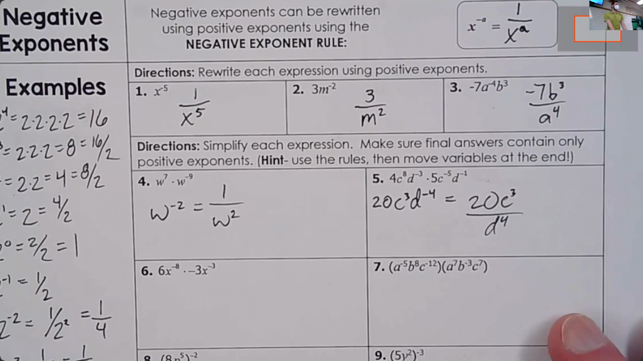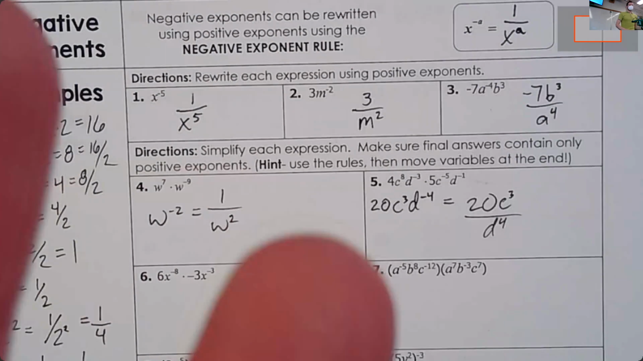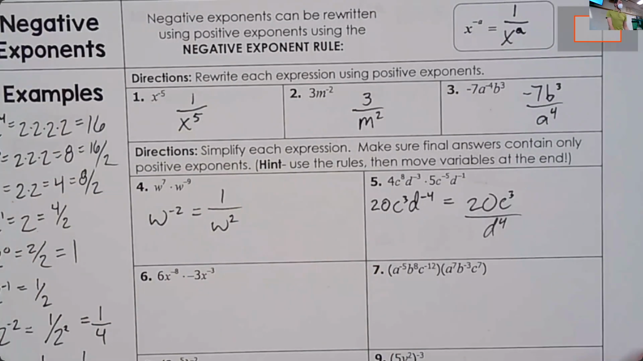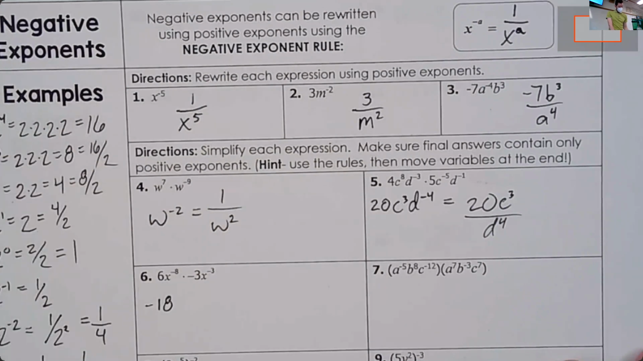Somebody go ahead and tell me. 6 times negative 3. Anybody? Regular multiplication. I know we know this. Negative 18. There we go. So negative 18.